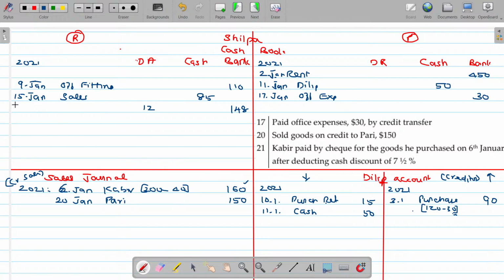Okay, this is on 21st Jan. Amount recovered from Kabir. Actually 200, 40 rupees is trade discount, which will not be considered anywhere, so only 160. While paying this, he pays much ahead of the period, so he is enjoying another discount. That discount will be shown in discount allowed. This is called cash discount, 7.5%. Sorry, on 160, 7.5% being 12, balance amount 148 is recovered.